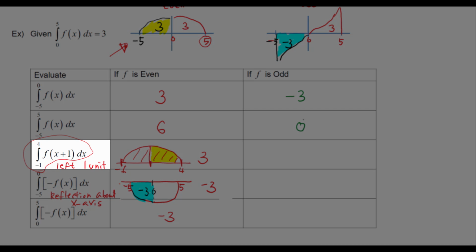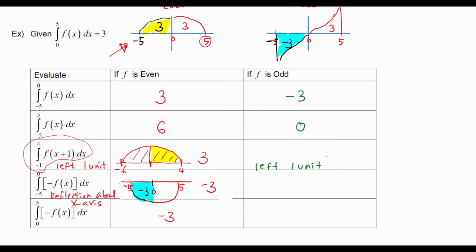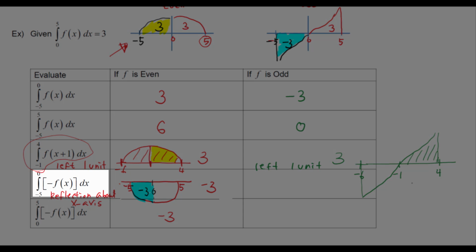And what if you translate this left 1 unit? If you translate left 1 unit, then your graph would be 1 unit to the left, so this will be 4. One unit to the left, so this is negative 6. The middle is then negative 1, and your graph will be everything shifted but stays exactly the same. So it looks like that. So what will be the integral of this graph, negative 1 to 4? Yes, it stays the same. It's 3.